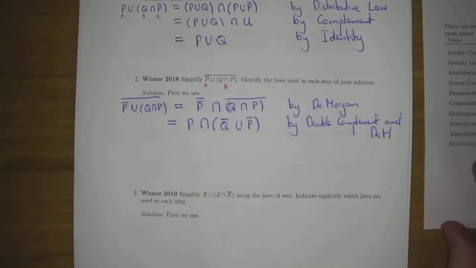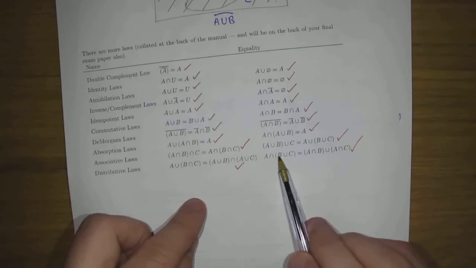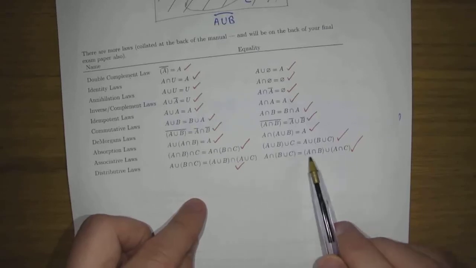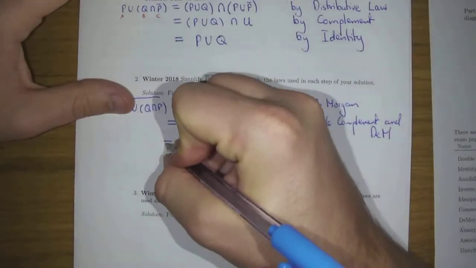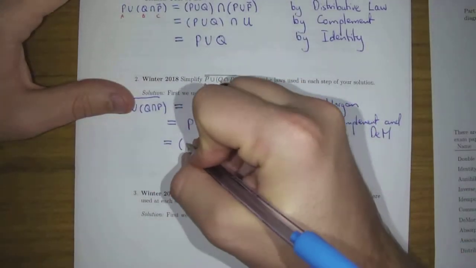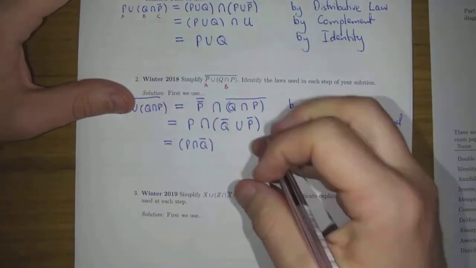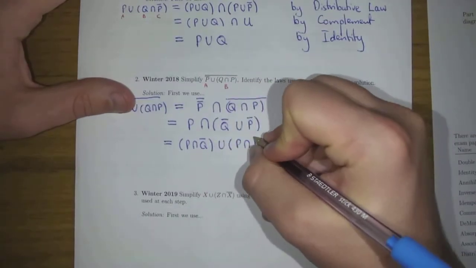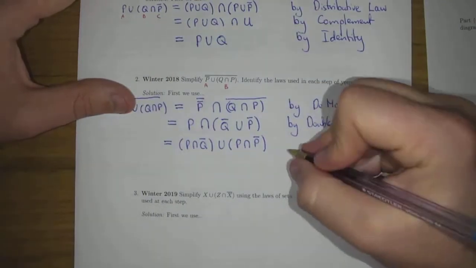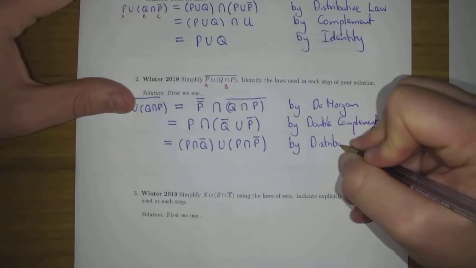Okay, so it's actually going to be distributive law again, this one. So it's like multiplying out, A intersection B, union A intersection C. So that's what we're going to have here by distributive law. So I have P intersection not Q, union P intersection not P. Okay, by distributive law. This time I'm going to write distributivity.